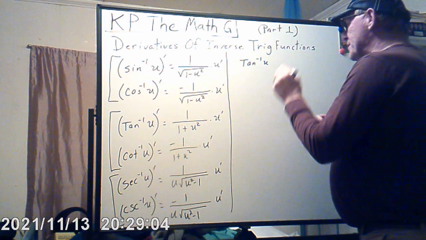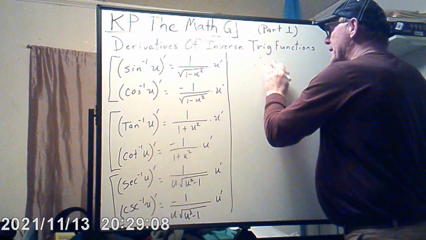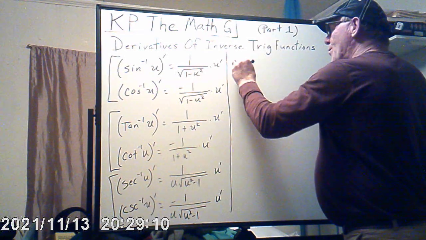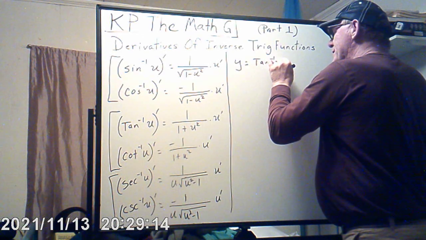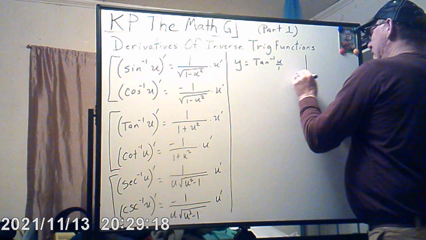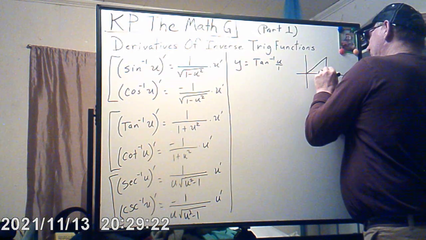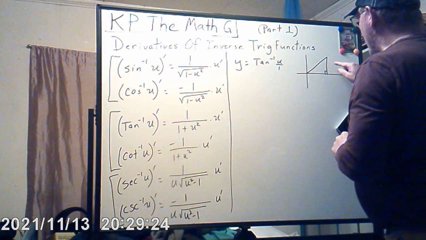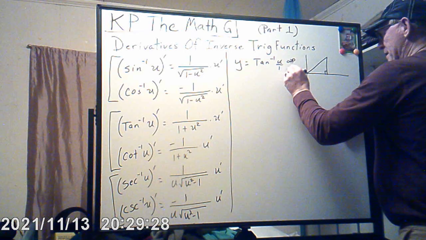Let's make this equal to y. Let's do it again, I'm sorry. y is equal to tangent inverse of u. Now this again is u over 1. And if we write it over here, remember, this is opposite over adjacent.